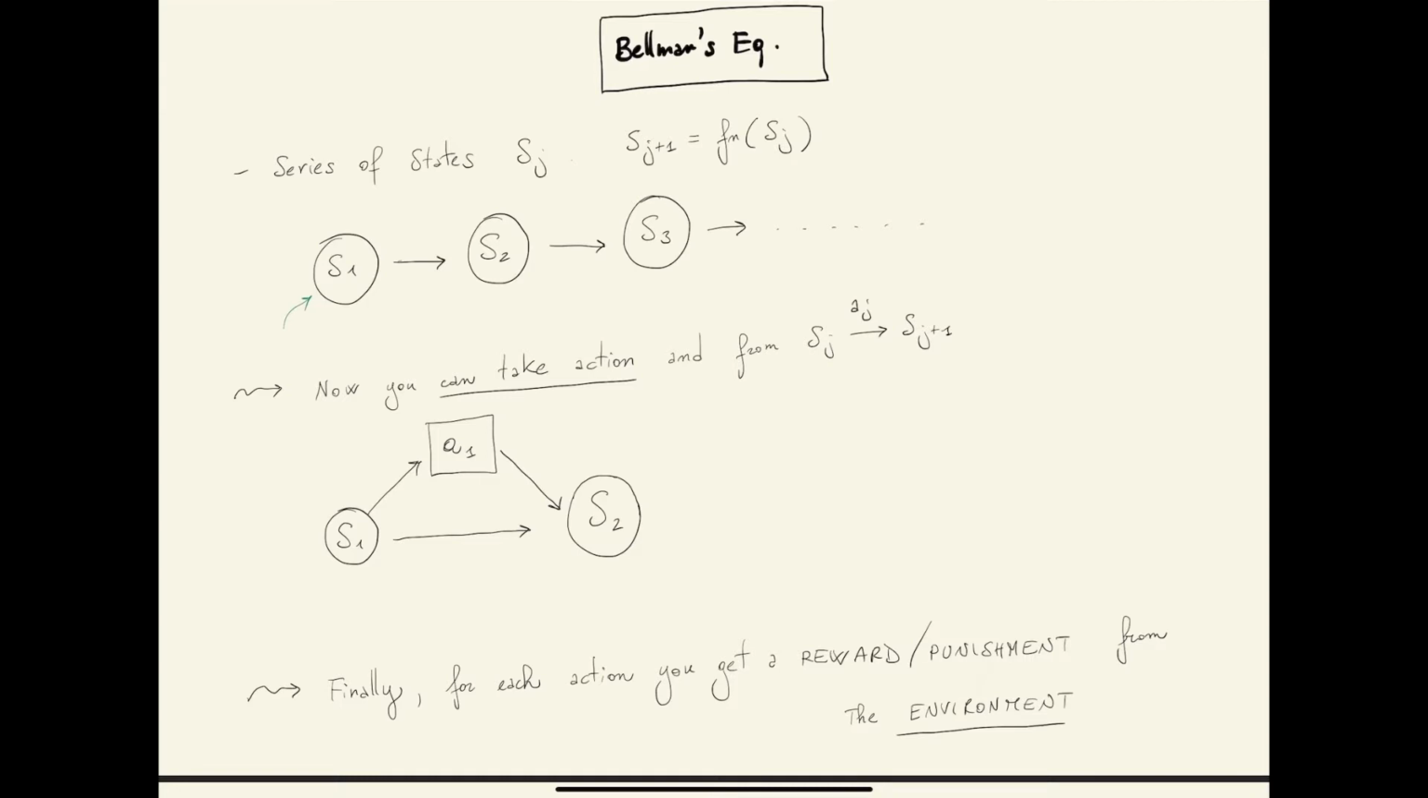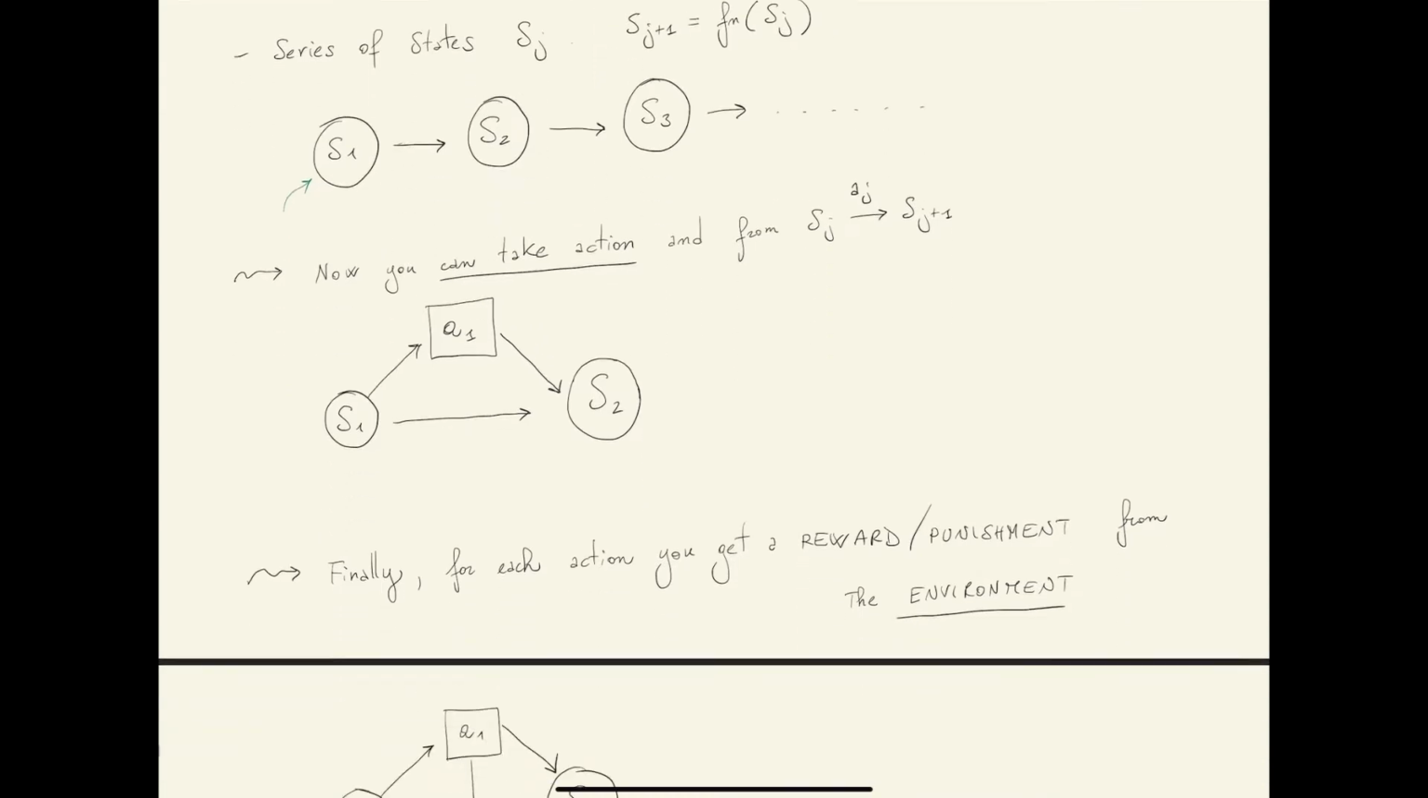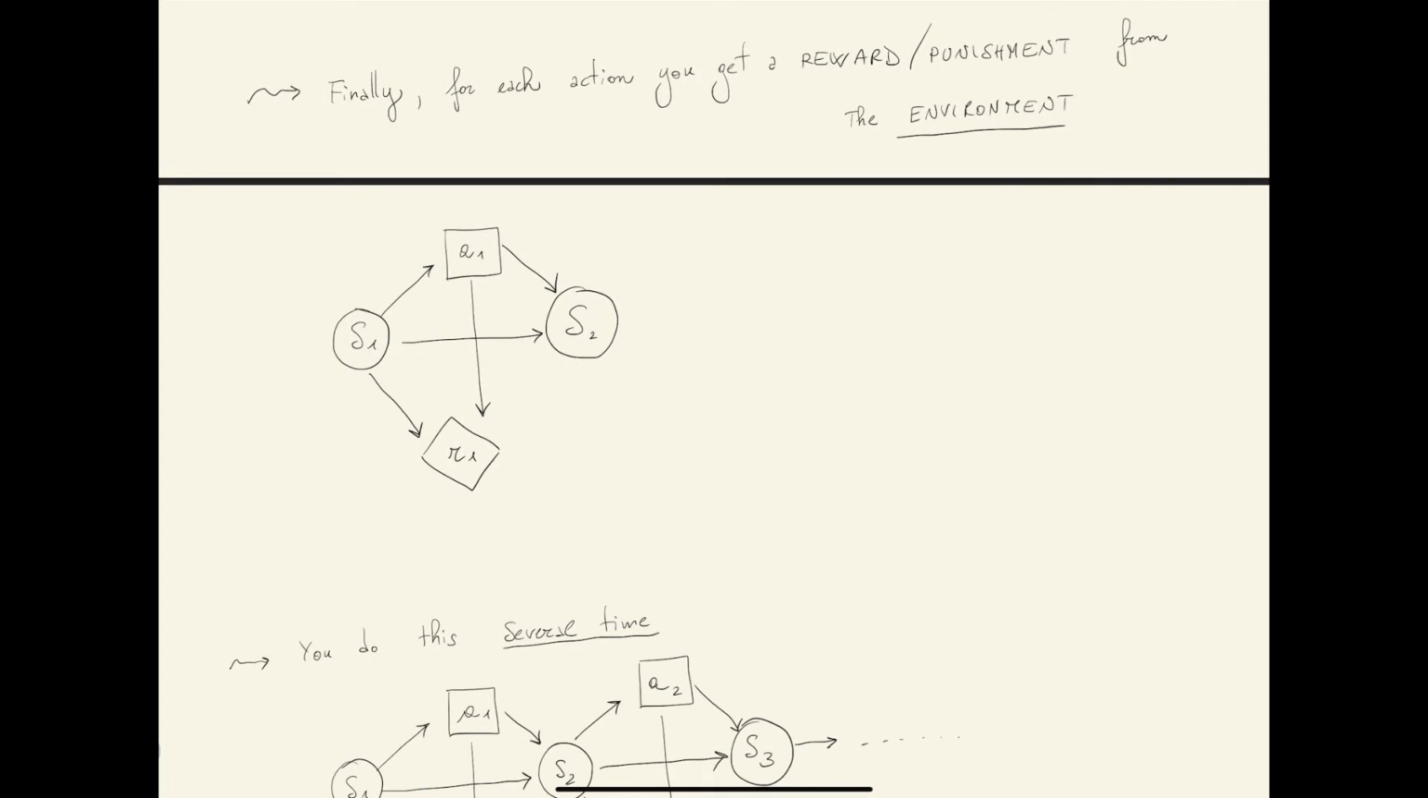Finally, another bit of information that we want to add in this picture is that for each action that we take, given a certain state, we get a reward and/or a punishment from the environment, which is this external thing that surrounds us and basically repays us for what we do or punishes us for what we do. So the picture gets improved by this addition of the reward.